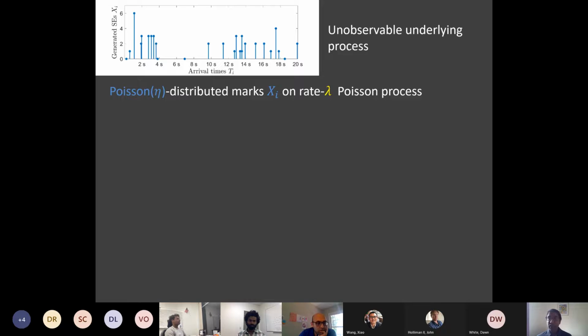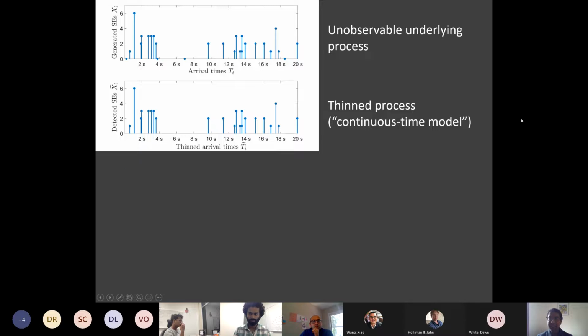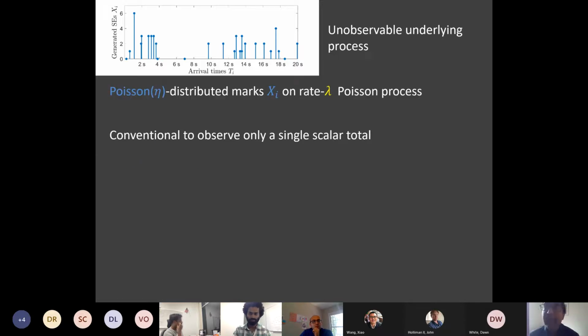Here I'm changing the style of illustration a little bit. This is emphasizing that in our abstraction, the secondary electron bursts from any one incident ion are approximated as simultaneous. So now here is an example of a rate lambda Poisson process for the arrival times. And then the height here, the mark, is a Poisson distributed random variable. Now, this process, which was my fundamental abstraction of how one of these microscopes works, is fundamentally... whoops, I accidentally clicked. Okay, so that is fundamentally unobservable.